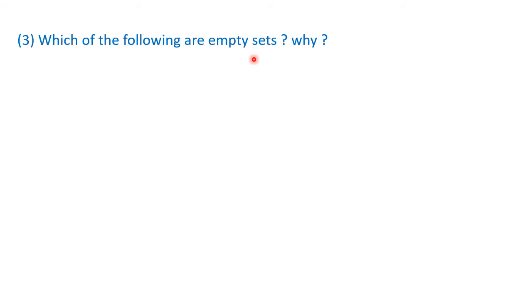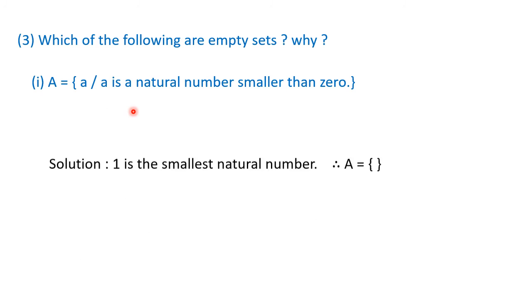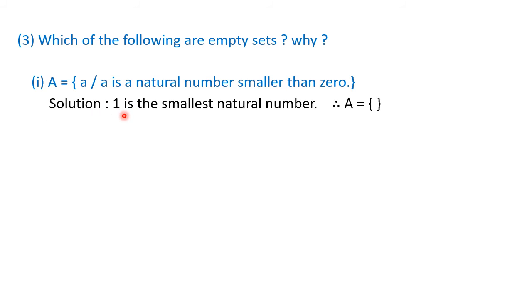Which of the following are empty sets and why? First one, A is a set of all a such that a is a natural number smaller than 0. You know that natural numbers, they start from 1. So there is no natural number which is less than 0. That is why A cannot contain any element. Okay. So you have to write down the reason that 1 is the smallest natural number. So a natural number smaller than 0 is not possible. And therefore A is an empty set.